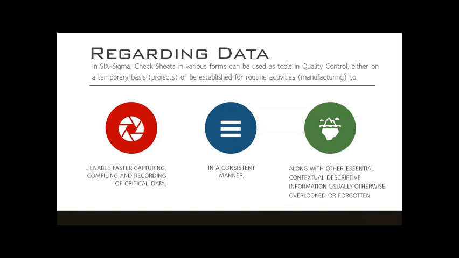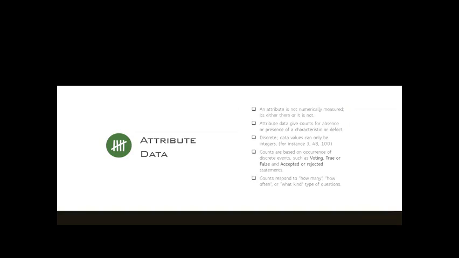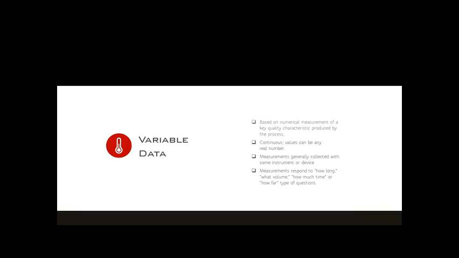So let's take a closer look at data. In a project, there are 3 types of data we can collect: attribute data, variable data, and locational data. An attribute is not numerically measured. It is either there or it is not, and we can only count the absence or presence of a characteristic or a defect. To count, we need to rely on occurrence of discrete events like voting, true or false, and accepted or rejected statements. Variable data is based on numerical measurements of a key quality characteristic produced by the process. To collect a measurement, we would have to employ an instrument or device.